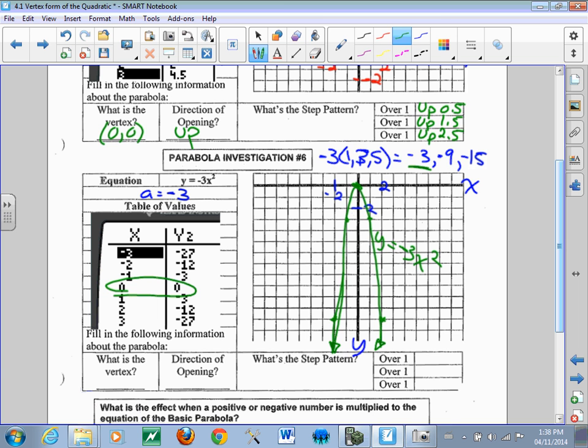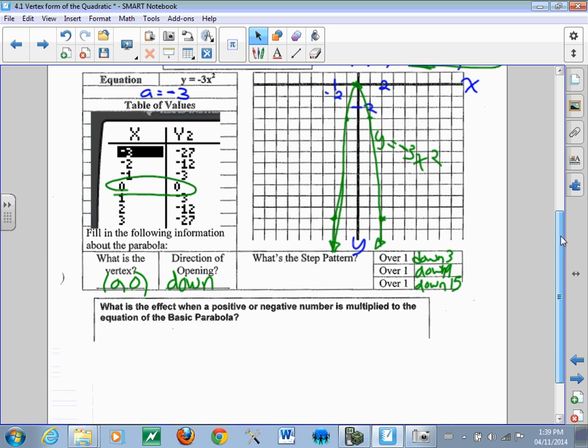So when a is negative, that flips it upside down, which makes the direction of opening down, which we can fill in there. Okay. And our vertex, ladies and gentlemen, is 0, 0. But let's take a look at our step pattern. As we go over 1, we go down 3. Over 1, down 9, and over 1, down 15. Okay, and hopefully you have this written down so you can easily see that.